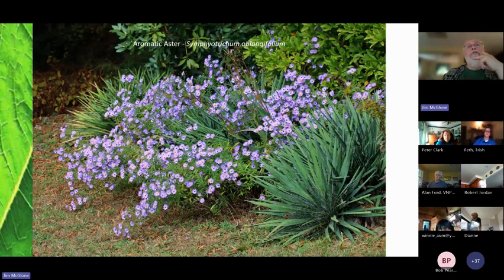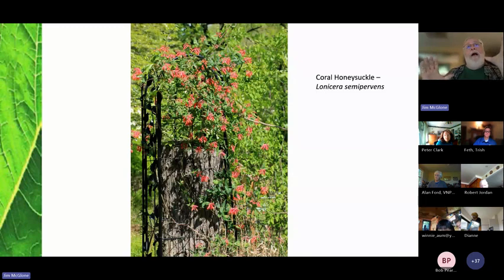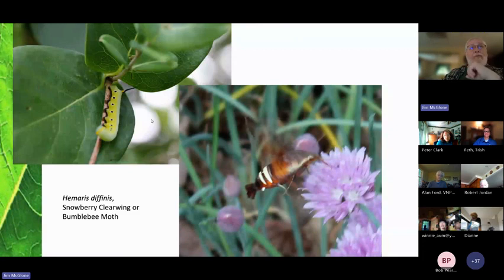The coral honeysuckle, this is what they're looking like right now that we're in the major bloom portion, but these things will bloom on any new growth and they will bloom all summer long. I have pictures of the flowers and ripe berries in the same photograph because these bloom into October and November in our yard. And if you're really lucky, you'll get these snowberry clearwings or bumblebee moths, which host on this plant.